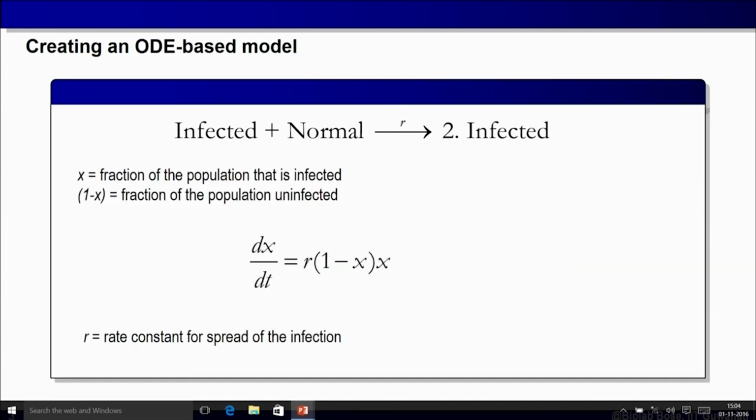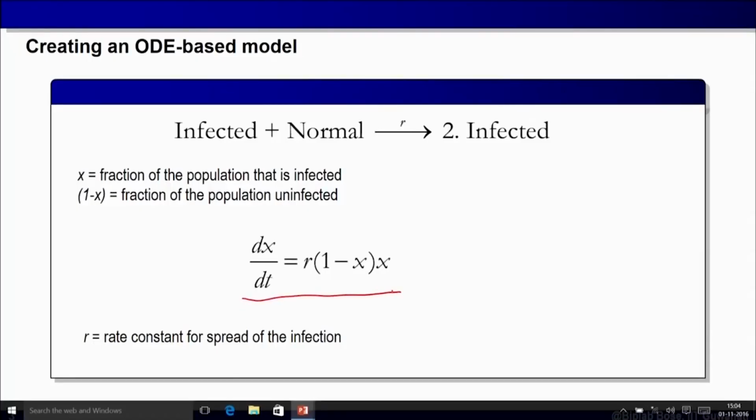Remember, in case of dynamical models, we will use ordinary differential equations to model our process. And if you remember, a differential equation represents the rate of change of something, or the rate of a process. Here the process is spread of infection. So we want to know the rate of spread of infection. So we will represent the rate of spread of infection by an ordinary differential equation. And that equation I have written here. dx/dt is equal to r into (1 minus x) into x.